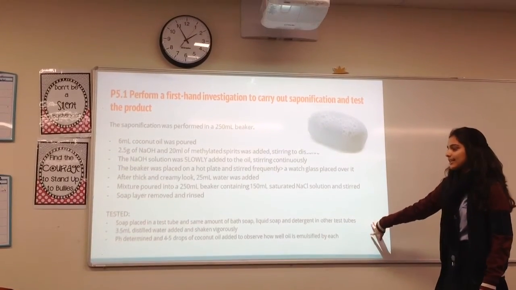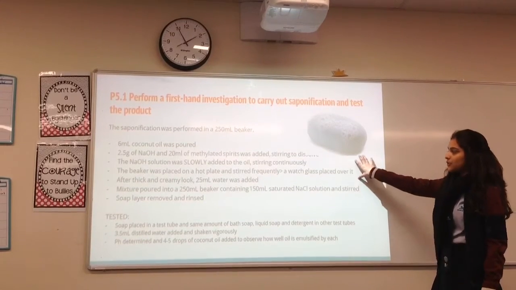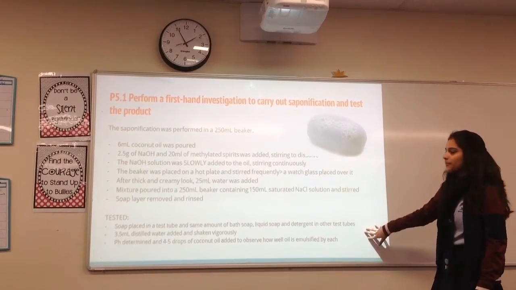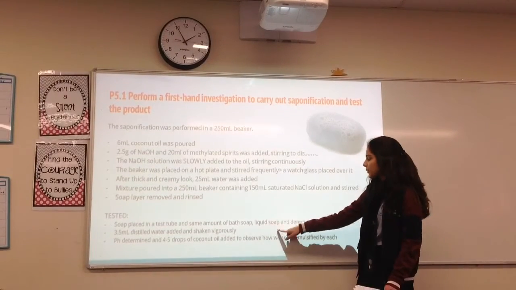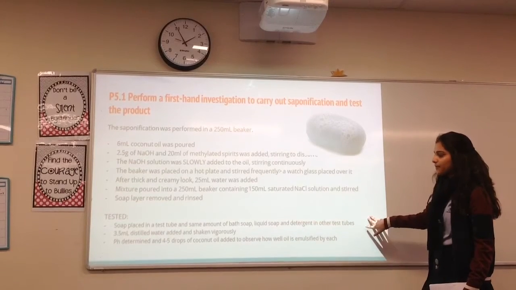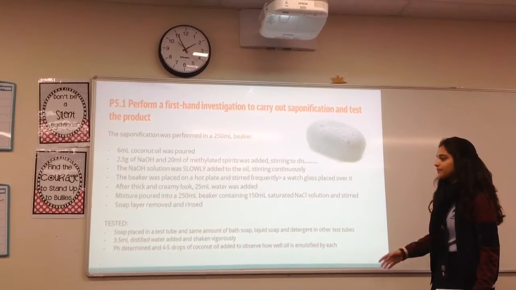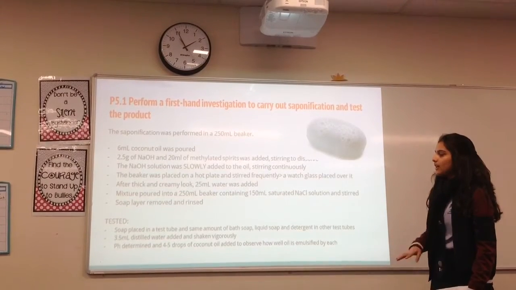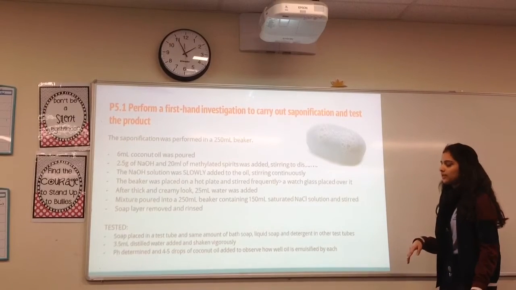Now, the way it's tested, we haven't done this, but from research I've seen that they placed the soap that was collected here in a test tube, while they also placed the same amount of the bar soap, liquid soap, and detergent in other test tubes. And distilled water is added and shaken vigorously in each test tube. And then the pH is determined, and 4 to 5 drops of coconut oil is added to observe how well the oil is emulsified by each.